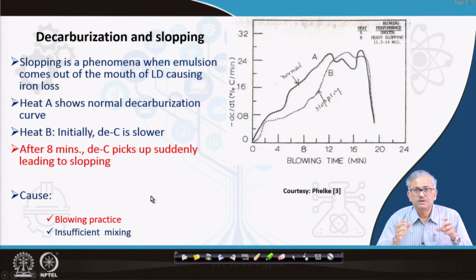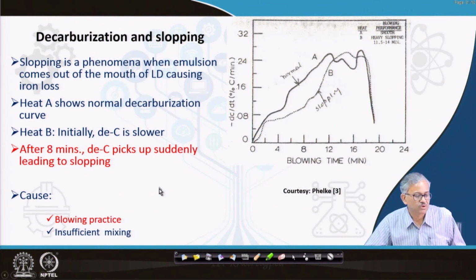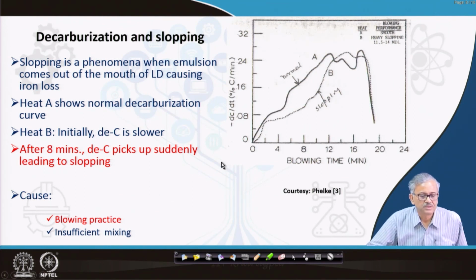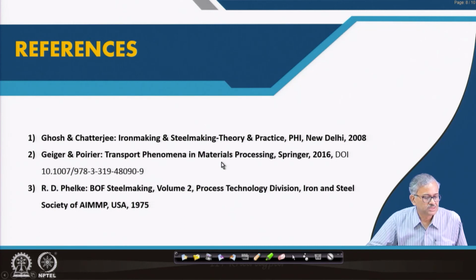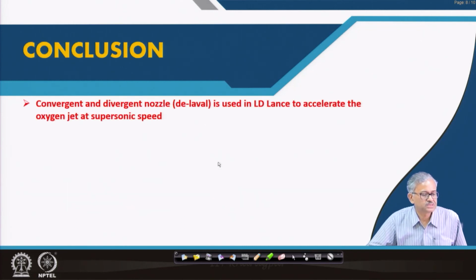And then some liquid from the lower part suddenly joins the emulsion phase, and they give a burst in the decarburization rate, because they are rich in carbon. Their carbon has not been utilized, because the lower part of the vessel has not been utilized due to lack of mixing, and they are not joining the upper part. So, they are very rich. When they suddenly come into the emulsion phase, there is a burst in decarburization, and the slopping phenomenon obviously will take place. Okay.